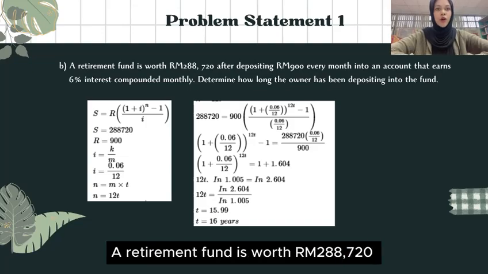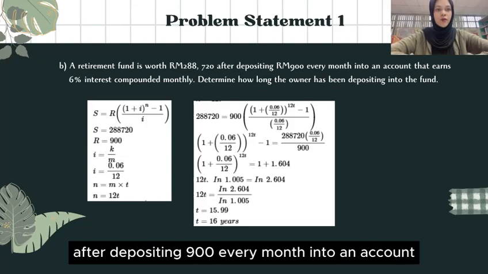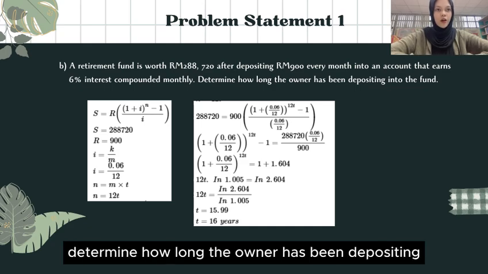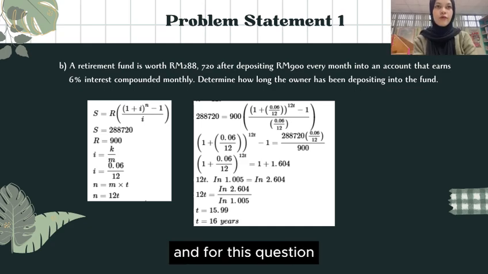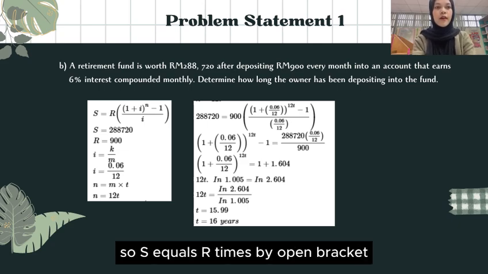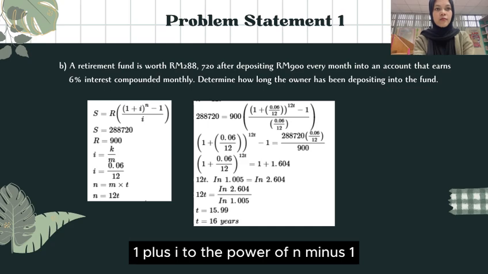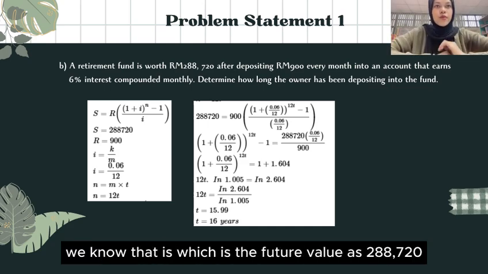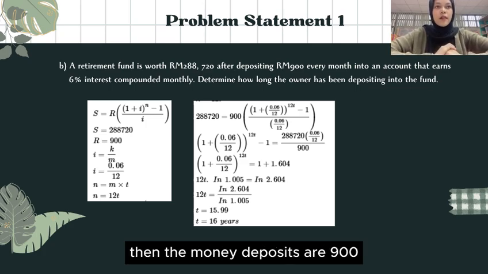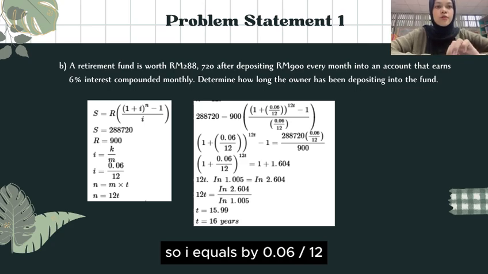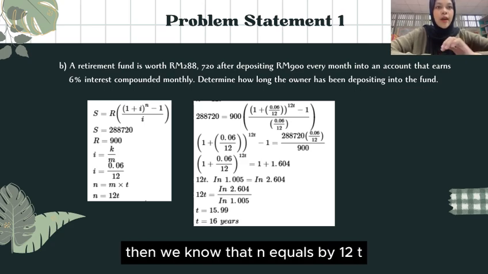Next, problem statement 1, part B. A retirement fund is worth 288,720 ringgit after depositing 900 every month into an account that earns 6% interest compounded monthly. Determine how long the owner has been depositing into the fund. For this question, we must use the same formula as before, the future value of annuity. So, S equals R times open bracket (1 plus i) to the power of n minus 1, all divided by i, and close the bracket. From the question, we know three things: the future value S is 288,720, the monthly deposit is 900, and the annual interest rate is 6% compounded monthly. So i equals 0.06 divided by 12. Then we know that n equals 12t.